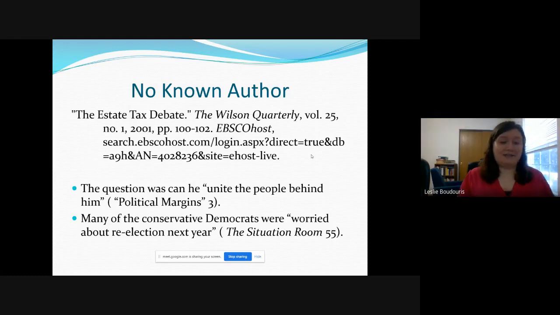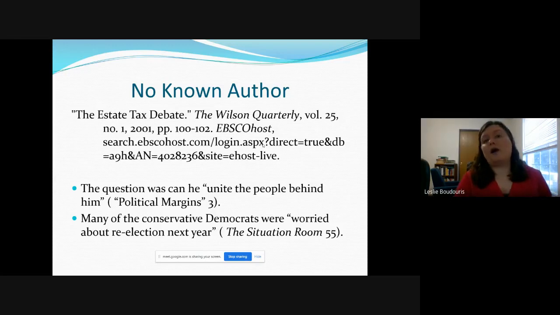If this is the case, the next thing you will do, so if this had like John Smith at the beginning, you're going to start that source with the next thing. So that source would start with the article title, so the estate tax debate. That means that if you don't have an author, your in-text citation will always show the very first thing that comes up on that citation. So if there's no author, your in-text citation will show the article's title. So you have in parentheses, in quotation marks, the estate tax debate.